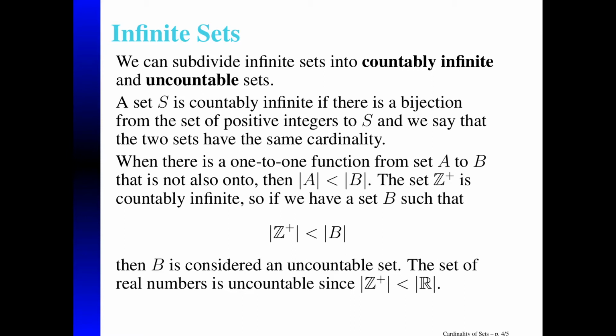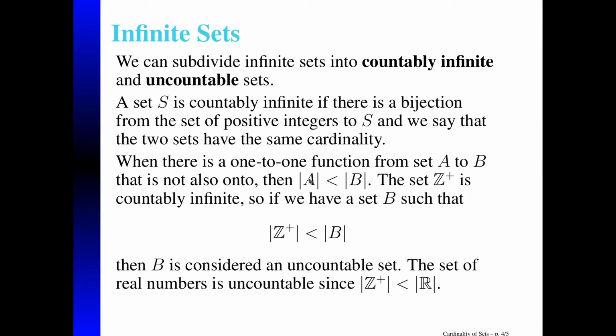When we are talking about infinite sets, though, we can divide those into 2 subsets. Those 2 subsets are those infinite sets that we call countably infinite and those that we say are uncountable. So a set S is countably infinite if there's a bijection from the set of positive integers to S, and in that case we would say they both have the same cardinality. Recall that a bijection means that the function is both 1-to-1 and onto. So if we have a 1-to-1 function from set A to set B that is not also onto, then we don't have a bijective function. In that case, though, we would say the cardinality of A is less than the cardinality of B.